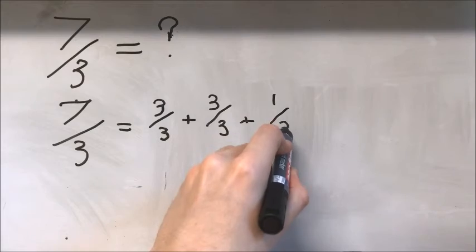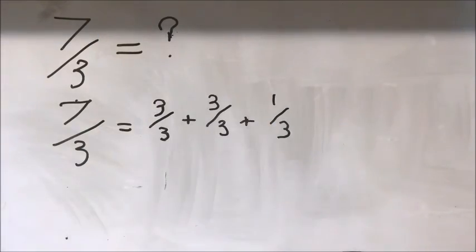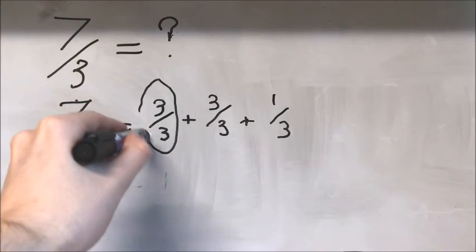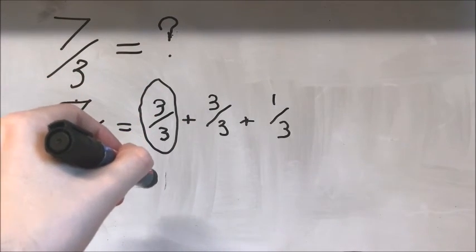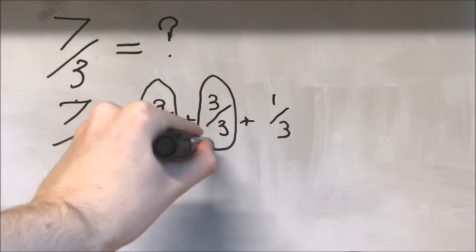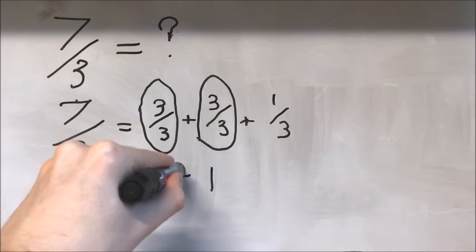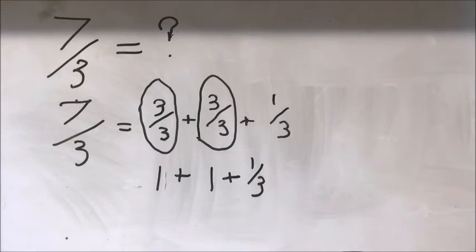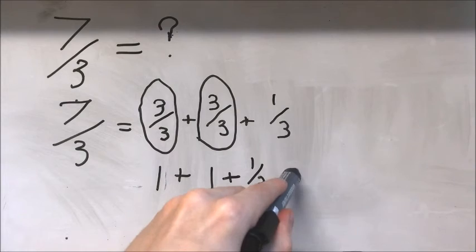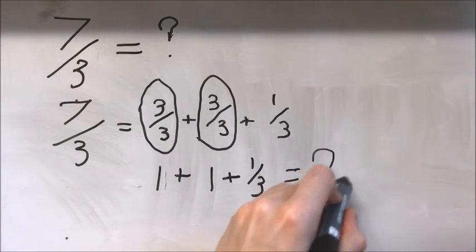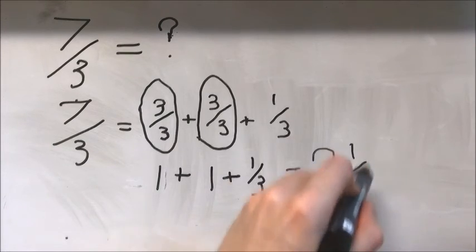third. So then once you've done that, you can circle your 3 over 3, because 3 over 3, the same as 2 over 2, is equal to a whole. So you've got one whole plus another whole plus a third. So you do 1 plus 1, which is 2, and then you add your third. So you've got 2 and 1/3 as your answer.